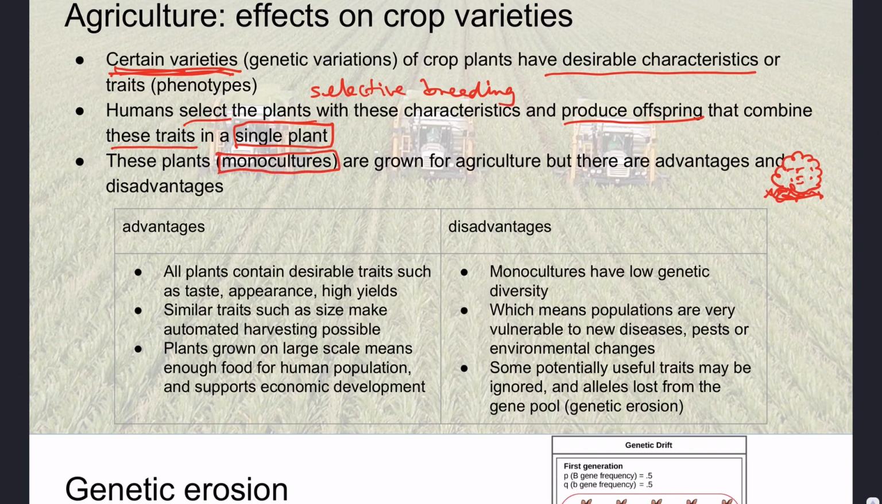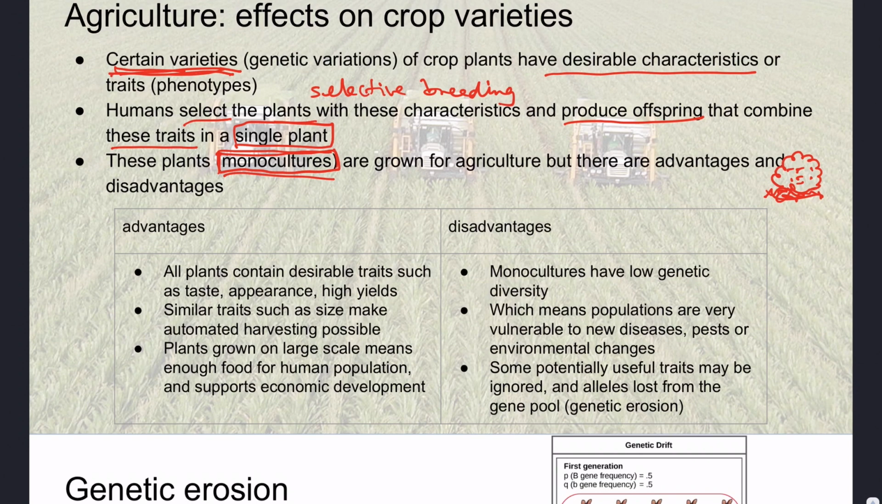there's no variation then. So you're only growing essentially one variation of that species, and this is called a monoculture. There are advantages and disadvantages to that. The advantages are on the human side for now, and the disadvantages are more for the population, for the species, and more in the future for the humans.